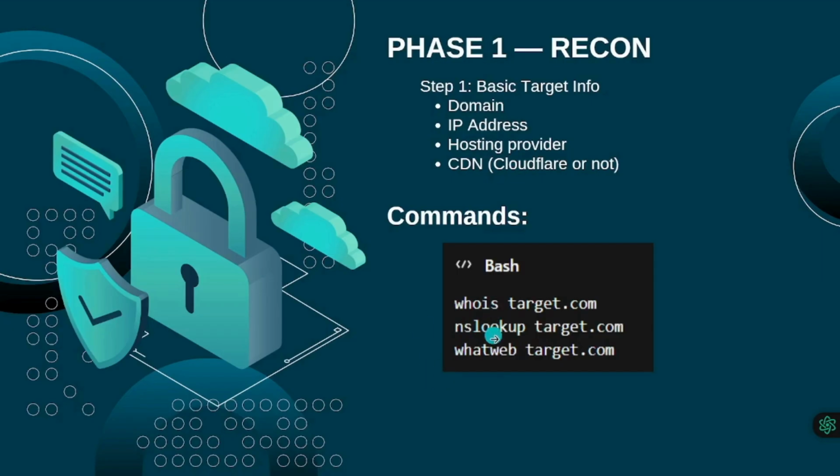We use three tools: whois, nslookup, and WhatWeb. Use whois followed by the targeted site, nslookup followed by the targeted site, and the same with WhatWeb. First we start with recon. We identify the domain details, IP address, hosting provider, and whether a CDN or WAF is in place. We also fingerprint the technology stack and confirm if the target is running WordPress. If we cannot confidently confirm what is on this site, we don't proceed further.